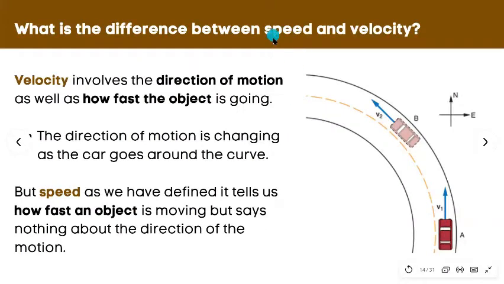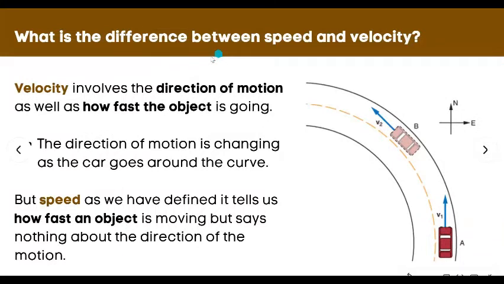So now, what's the difference between speed and velocity? When we say velocity, it involves the direction of motion as well as how fast the object is going. For example, you have here two cars that are moving. The first car has a certain velocity. And since it is going in a different direction, right? So medyo nag-curve yung ating car. So it means that it needs to decrease its speed for it to follow po yung curve line, right?